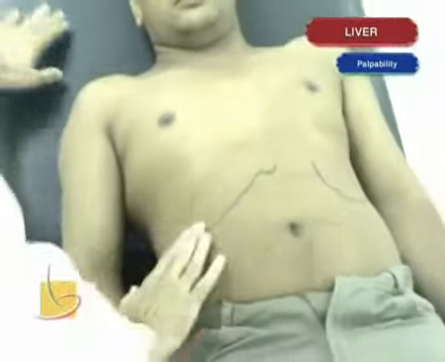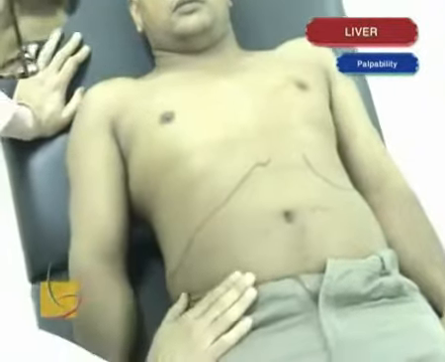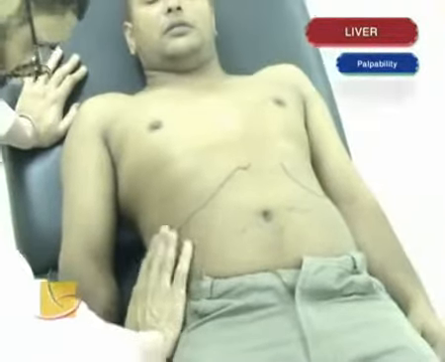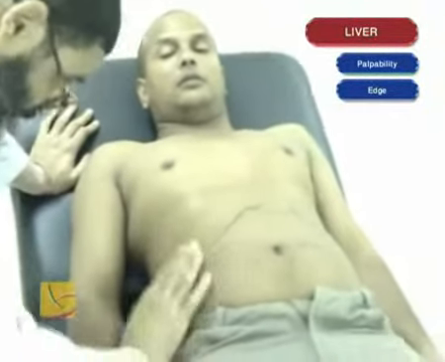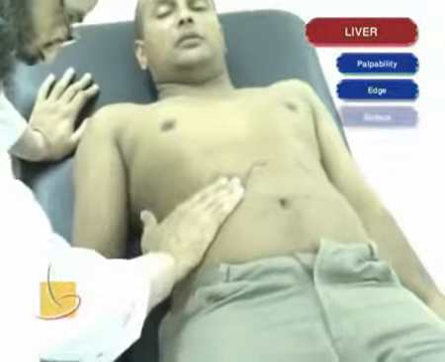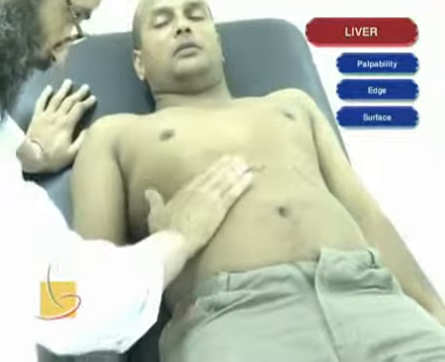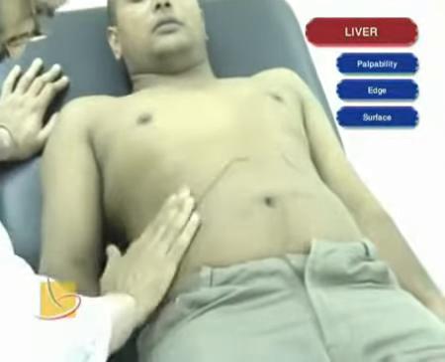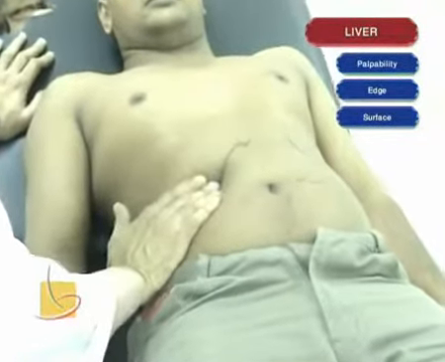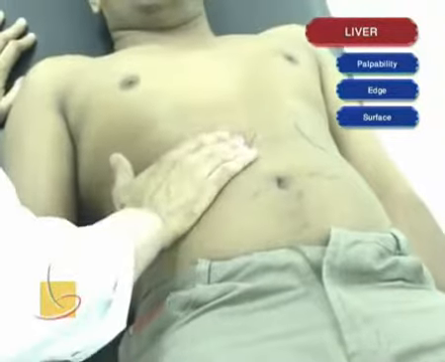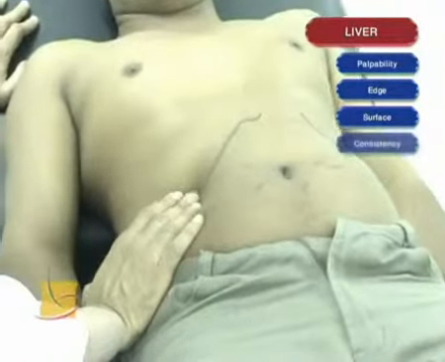I will be asked at this particular time to comment on the liver. So you have to continue your palpation. Once you get the edge of the liver, feel the surface and see if it is smooth or nodular. Smooth or nodular. And press a little on the liver to get an idea about the consistency.